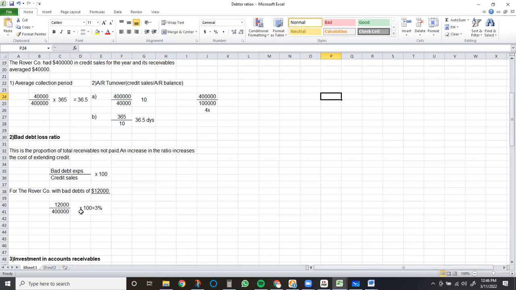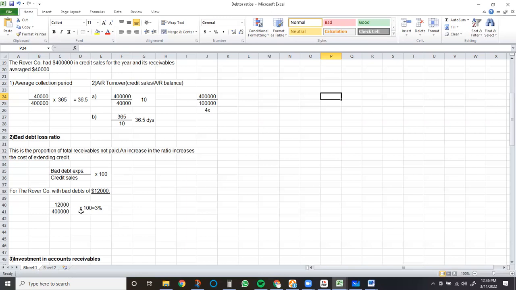Now, if this goes to 6%, and that figure in the denominator goes to 800,000, the 800,000 times 3% will be 24,000 going in the numerator. And we may assume, well, it goes up to 6%, and that must be because the bad debts have gone up, doubled in this case from 12 to 24.